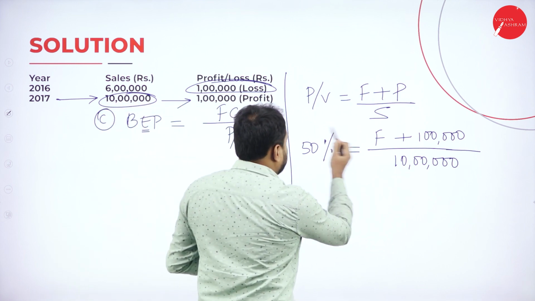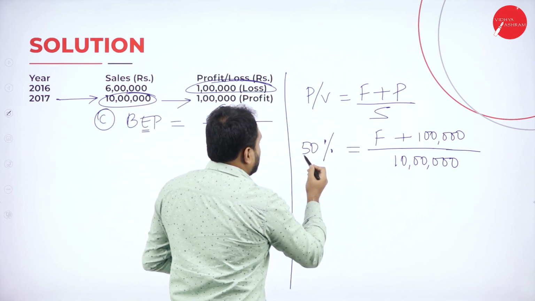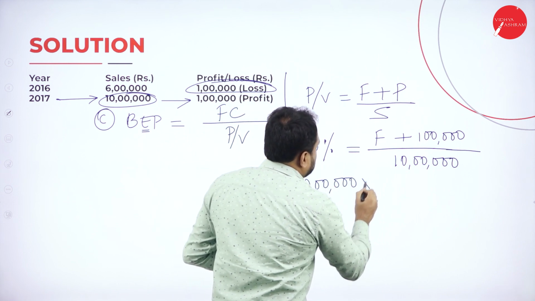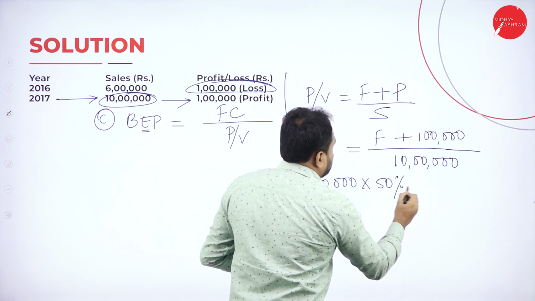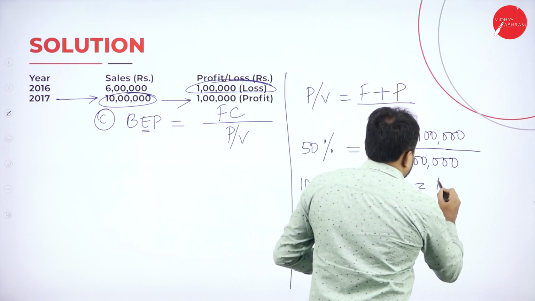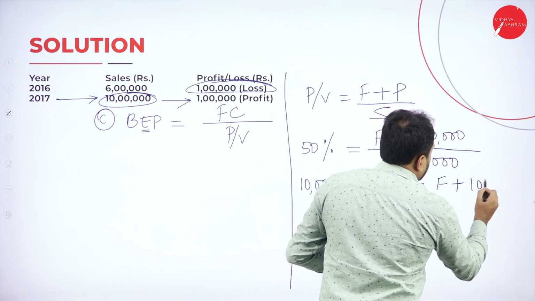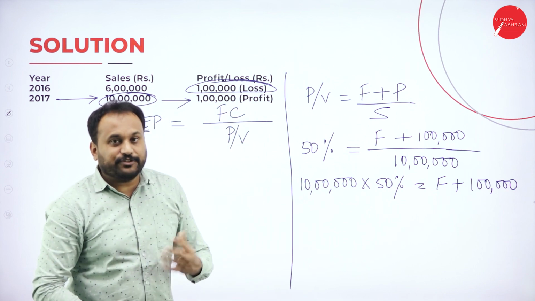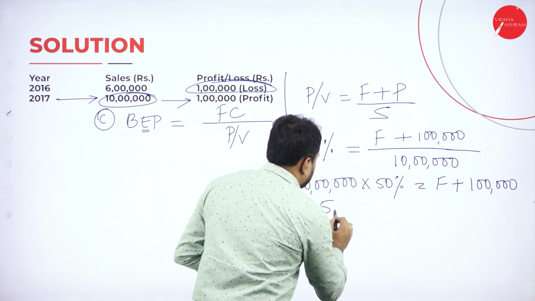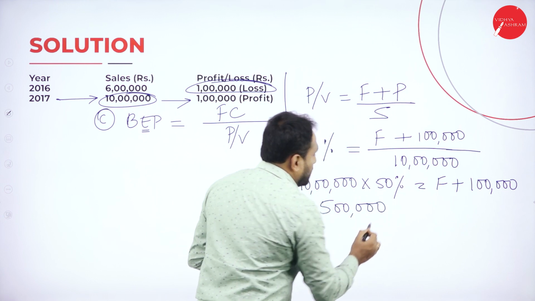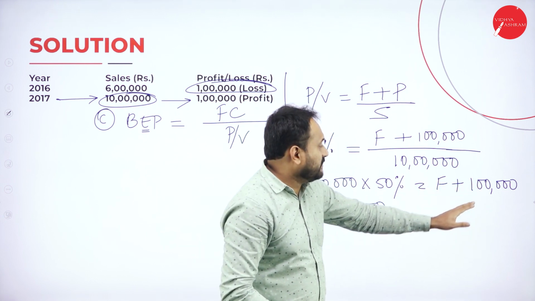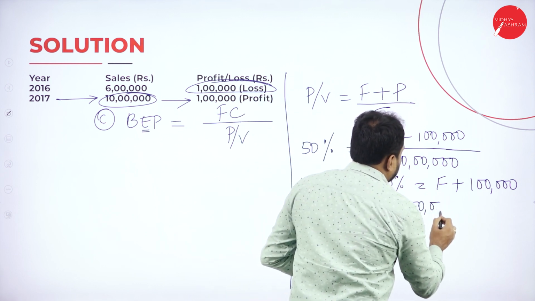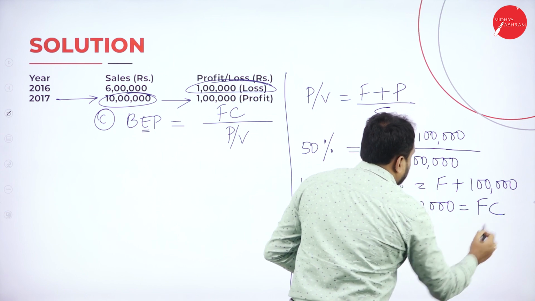So this 10 lakh will come here, that will be the multiplication. So here 10 lakh into 50% is equal to F plus the remaining one, 1 lakh. Done. Now here 10 lakh 50% is how much? 5 lakh. So we'll write here 5 lakh. Now F, let it be here itself. 1 lakh will move here, so it is minus 1 lakh. Minus 1 lakh rupees is equal to fixed cost.